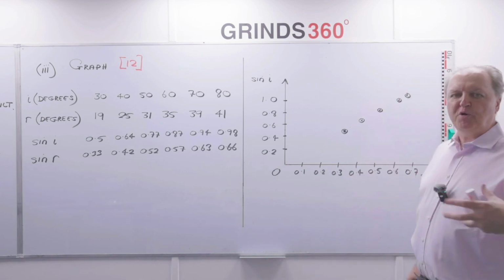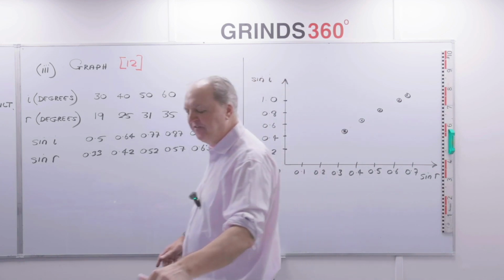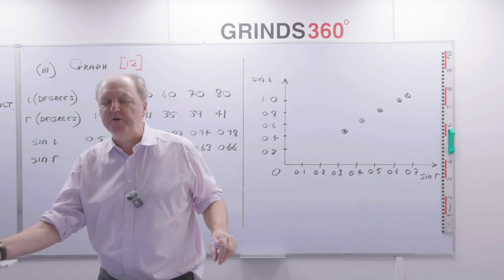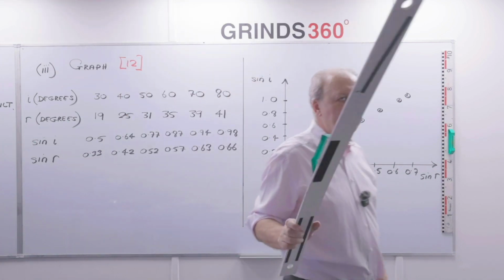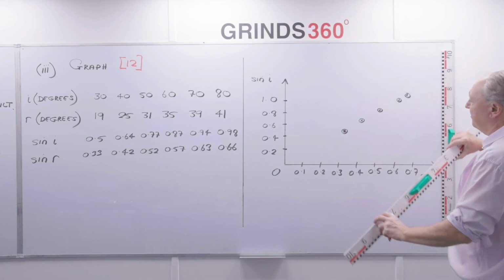Right, now that I've put the points in on my graph, the next thing is to get what's called a best fit. There'll be 3 marks for a best fit. It's good if you have a glass ruler, so you can see both sides of it.